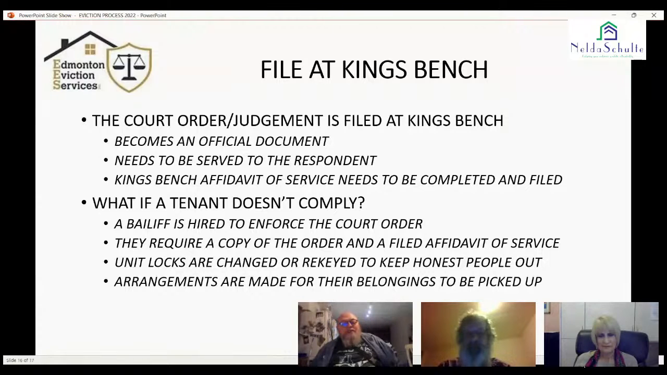So now you need a bailiff. The bailiff requires a copy of the court order and a copy of the filed affidavit of service, so they know that there is a court order and that the tenant got it. So then once you send that to them, they'll come out and enforce that court order.